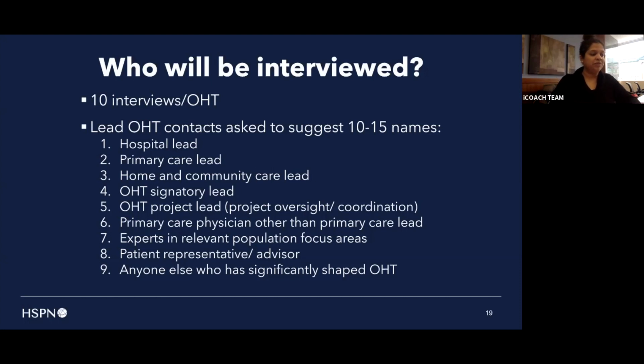So we're asking specifically for the leads from the hospital, primary care, home and community care, the OHT signatory lead, the project lead, so someone in charge of project oversight and coordination, the primary care physician other than the primary care lead, as well as experts in relevant population focus areas that you're targeting for year one. Then a patient representative or advisor, as well as just anyone else who you think has significantly shaped your OHT that we might not even have known to ask about.